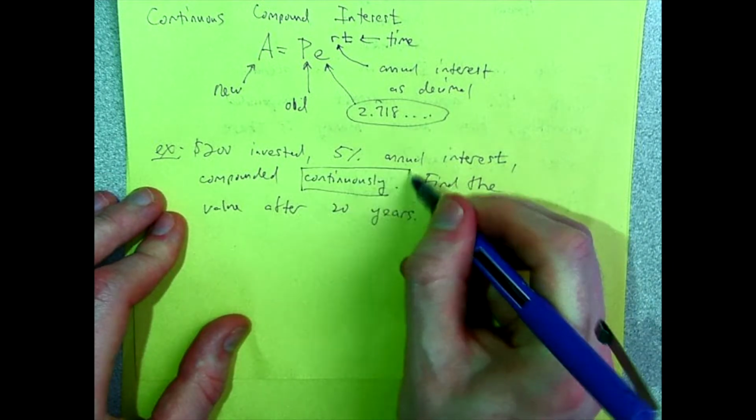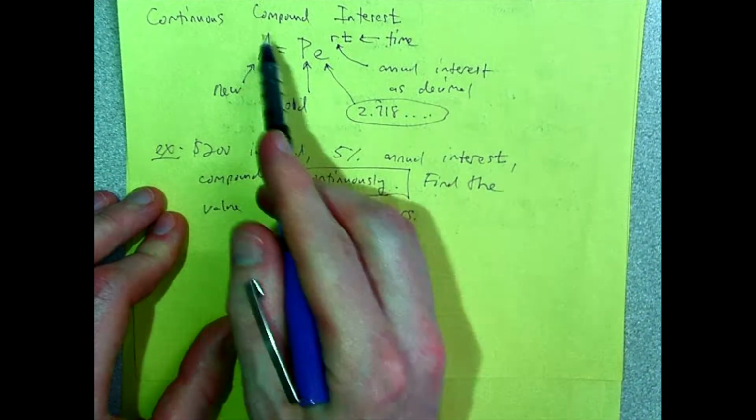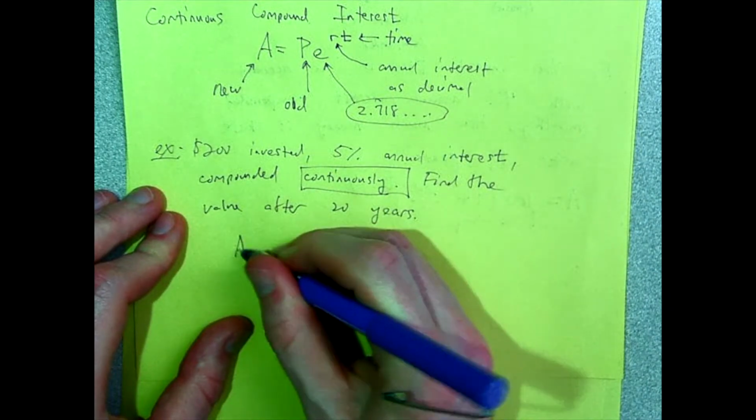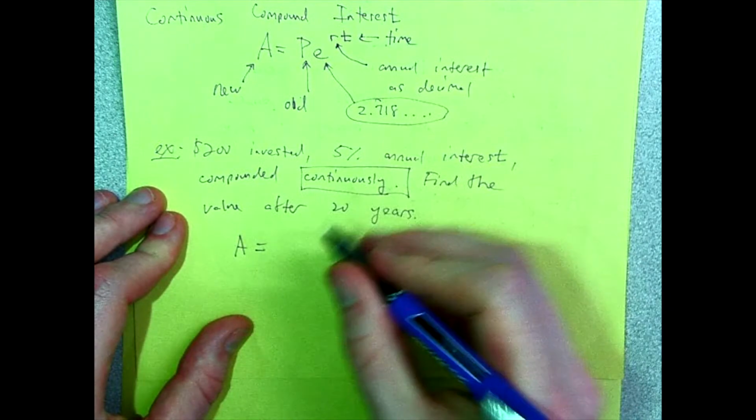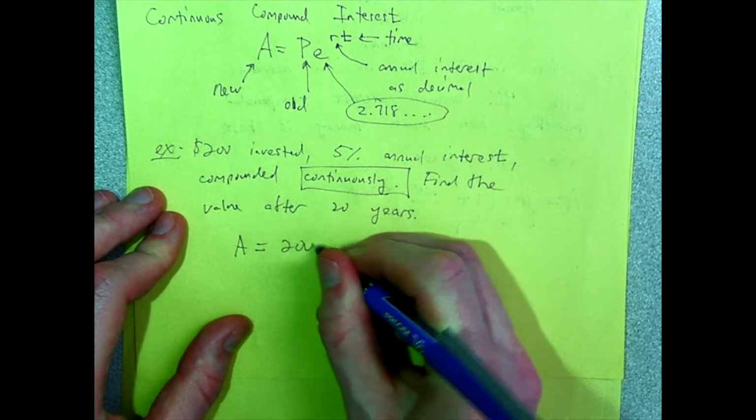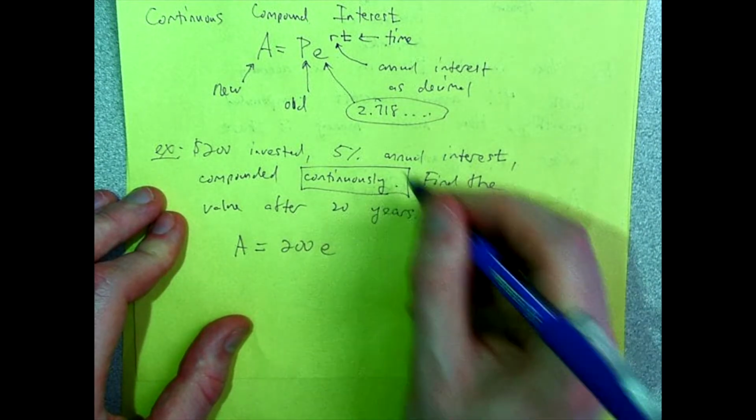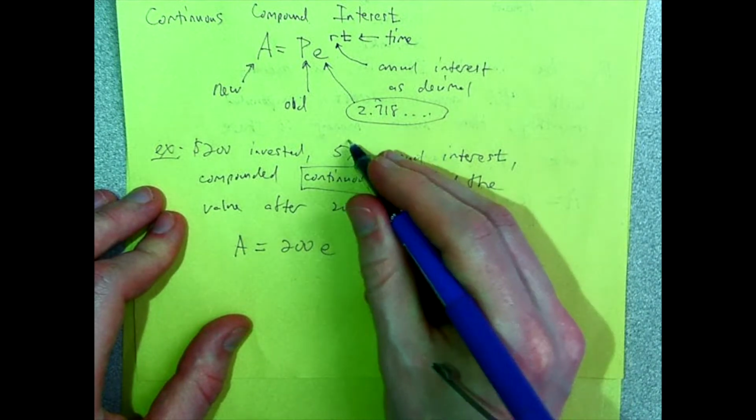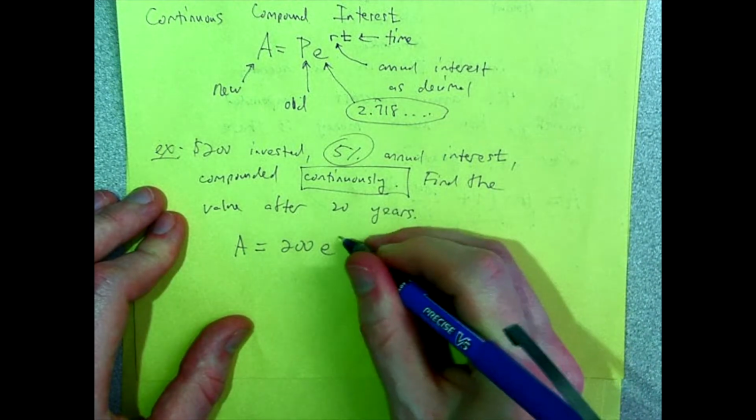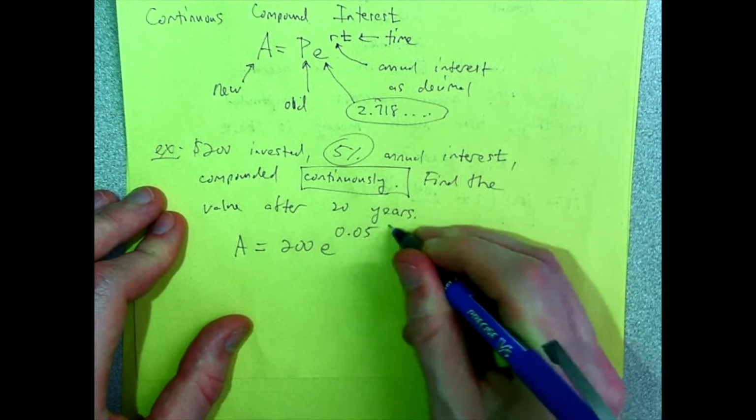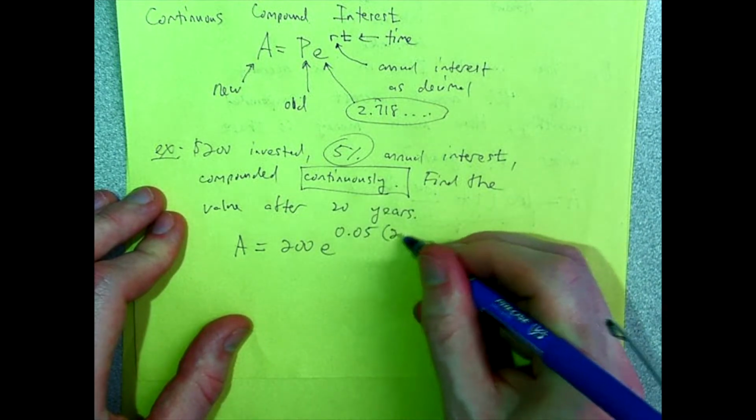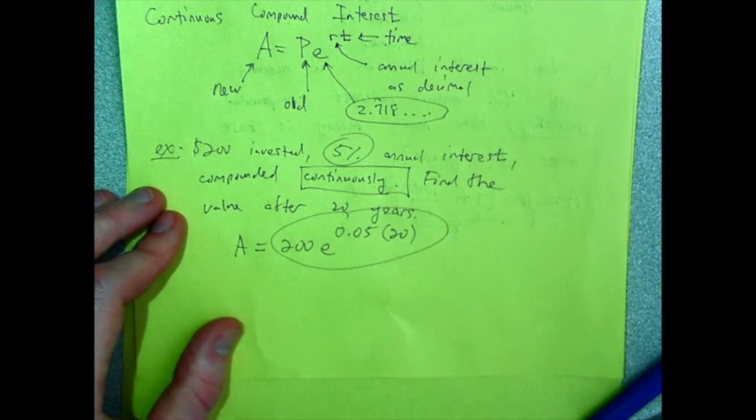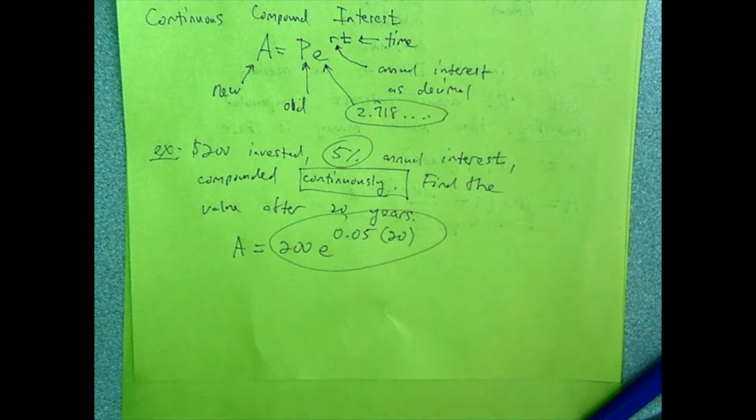So the only thing that changes is, because you see this word continuously, you should be using this formula. But otherwise, everything's the same. So A is the new amount, that's our unknown. P is the old amount, the amount that you started with, that's 200. e is this special number, it's like 2.718. Raised to the r, which is the percent annual interest rate written as a decimal, so that would be 0.05 times the length of time, which is 20 years, that's 20. And whatever that expression is, that's the value.